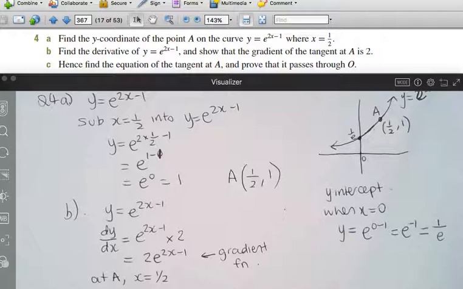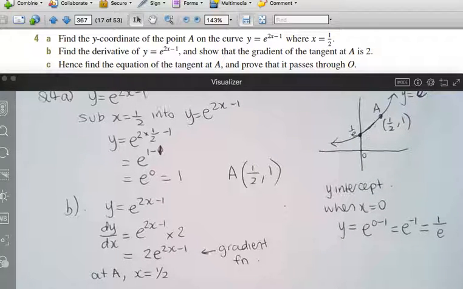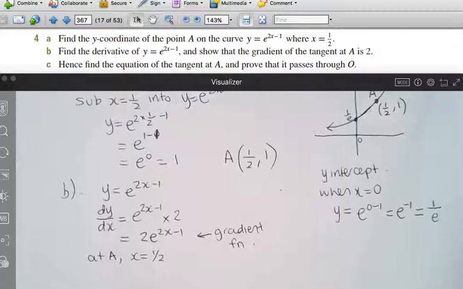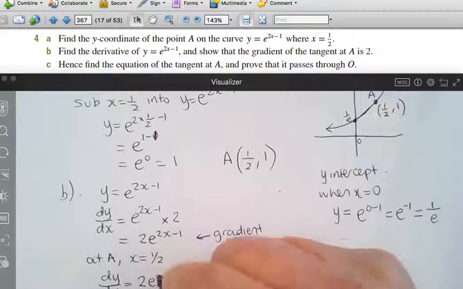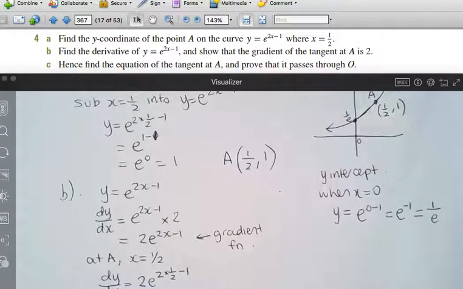A has coordinates a half, 1. You always substitute the x value in. So at A, where x is a half, dy/dx is 2 times e to the 2 times a half minus 1. You okay, girls? So you differentiate, you get the gradient function. Depending on the value of x that you substitute, you can find the gradient of the tangent to the curve at any point.